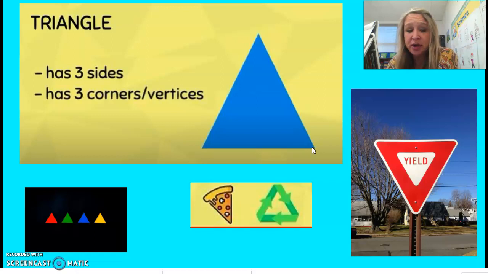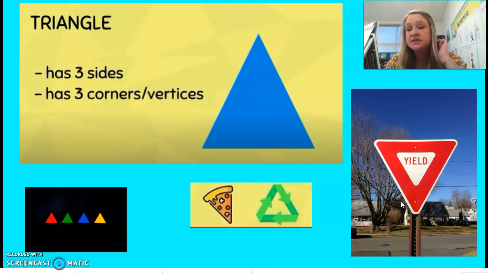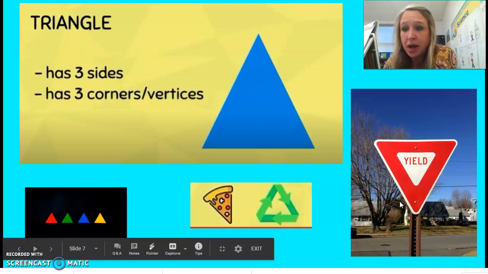Some examples of triangles are these little triangles at the bottom. A piece of pizza is a triangle shape. The recycle, reuse, reduce symbol is a triangle. And this is a yield sign. We see those all over the place when we're driving on the road. So it's very important to know what the triangle yield sign means. Triangle.